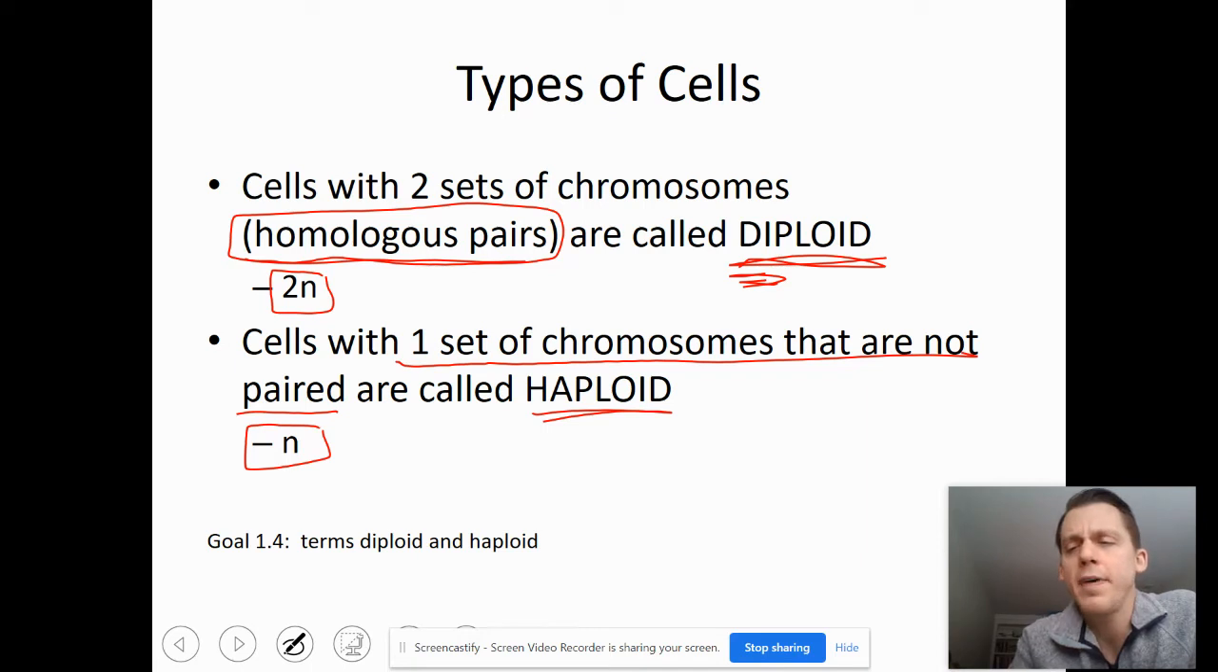All right, so where would we find haploid cells? There's only a few places you would find haploid cells in the human body. That is the sex cells, the sperm or the egg cells. Sperm in a male, egg cells in females would be haploid, only one set of chromosomes.